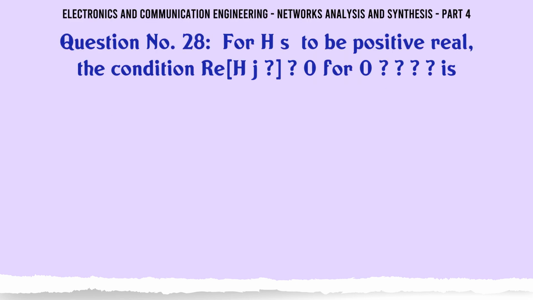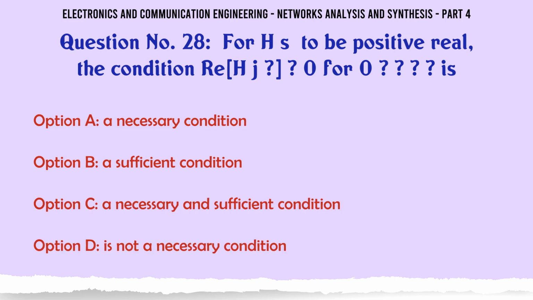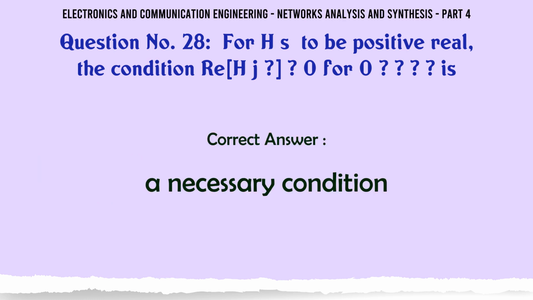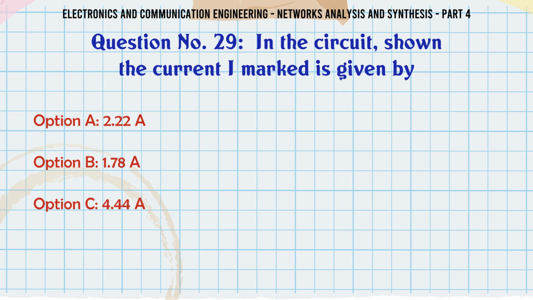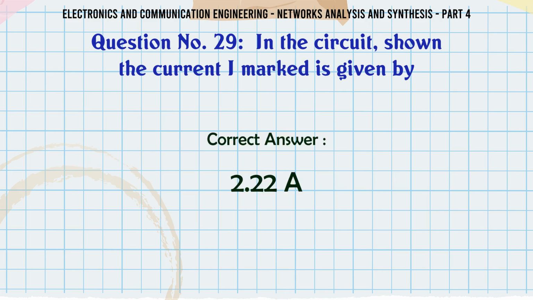For H(s) to be positive real, the condition Re H(jω) ≥ 0 for ω ≥ 0 is A a necessary condition, B a sufficient condition, C a necessary and sufficient condition, D not a necessary condition. The correct answer is a necessary condition. In the circuit shown, the current I marked is given by A 2.22A, B 1.78A, C 4.44A, D 2A. The correct answer is 2.22A.